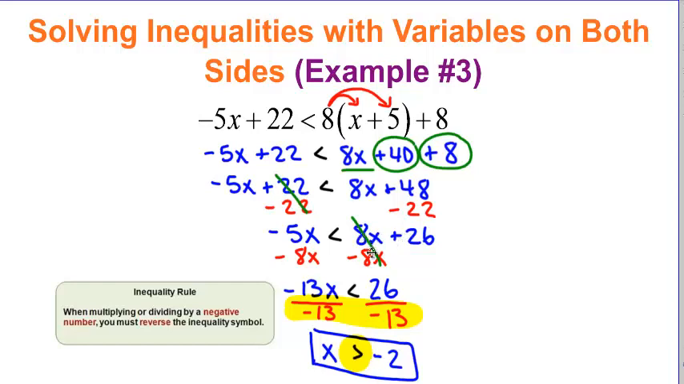Then we're going to subtract 8x over. So if we subtract 8x, negative 5x minus 8x gives us negative 13x is less than, we're left with 26 on the right-hand side. And then to solve this, we have to get x by itself, so we're going to divide by negative 13 on both sides. And again, this is highlighted because when you divide by a negative, or when you multiply by a negative, but in this case we're dividing, you have to flip the inequality symbol. So now instead of it being less than, it's now greater than. So our answer is x is greater than negative 2, because 26 divided by negative 13 gives us negative 2.